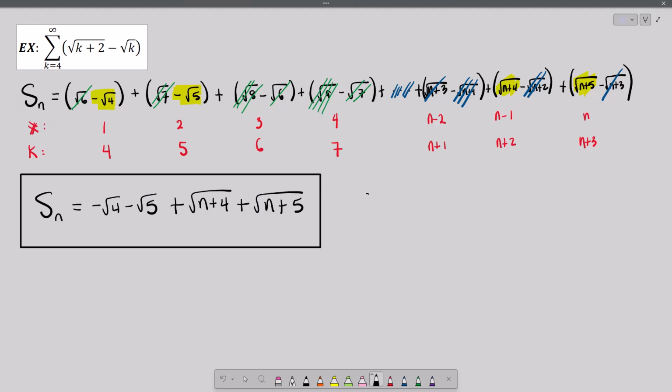And what is S? Infinite. So we look at that S of n formula as n goes to infinity: the square root of 4 plus n is going to go to infinity. Similarly, the square root of n plus 5 is going to go to infinity. So these two parts are going to infinity, and you're subtracting off a tiny amount, which is negligible, so this goes to infinity. Therefore, this series also diverges.